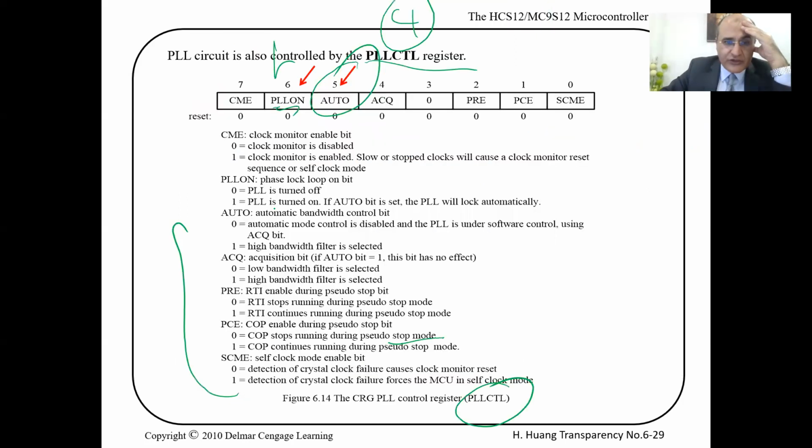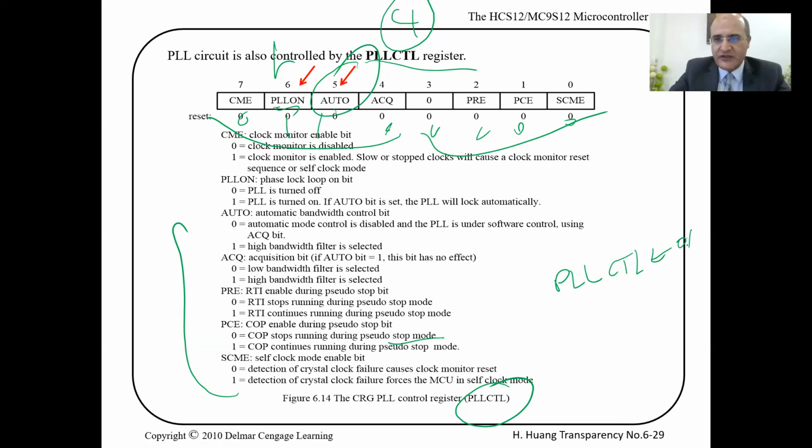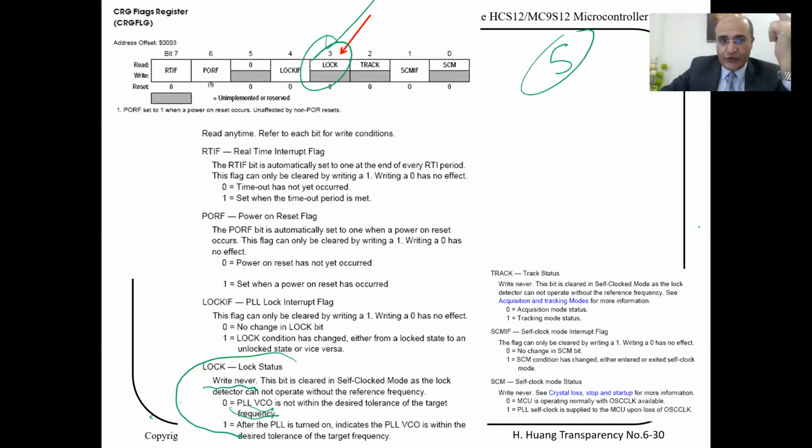The PLL control register, this one. What we want is to make it in auto mode and PLL on, right? So PLL control, we write here 0 1 1 0 0 0 0 0. That is 0x60, yes. Okay. Then afterwards we need to keep waiting for this to become a 1.